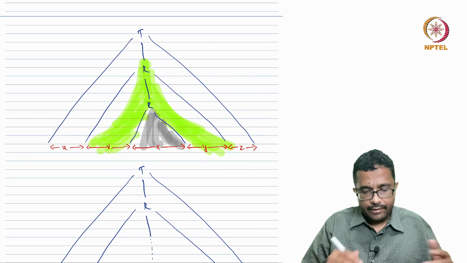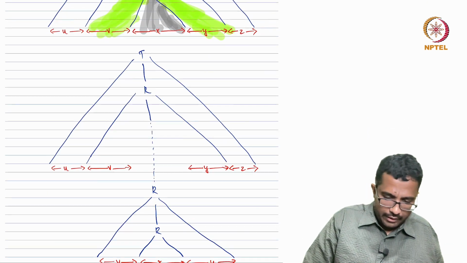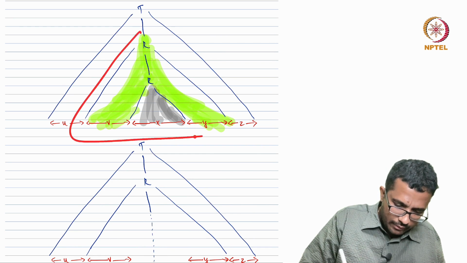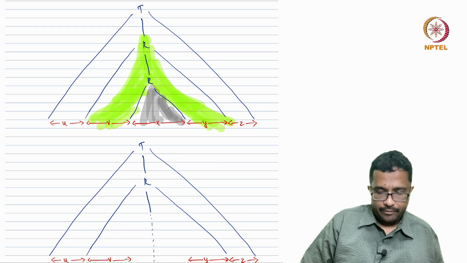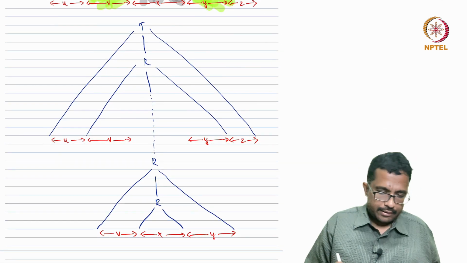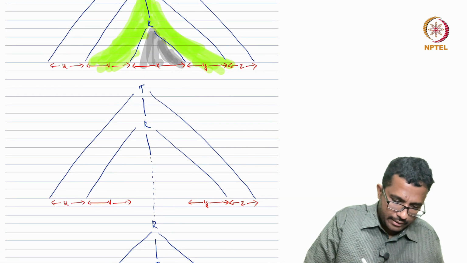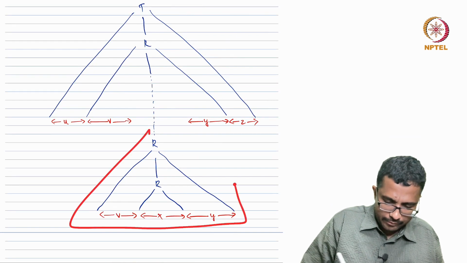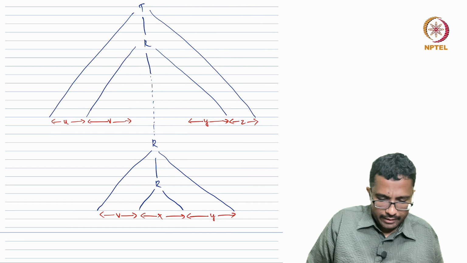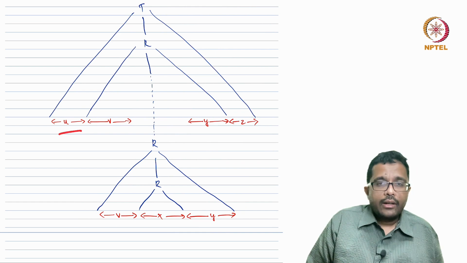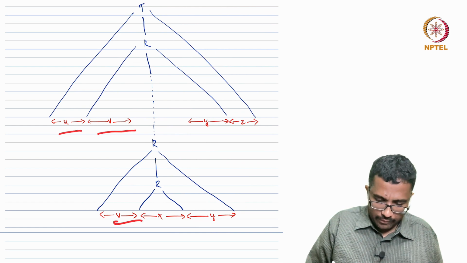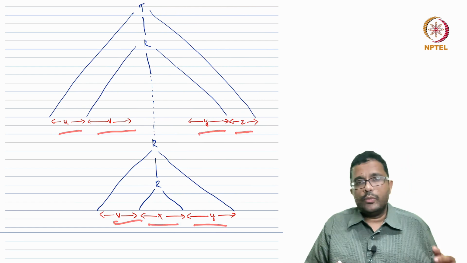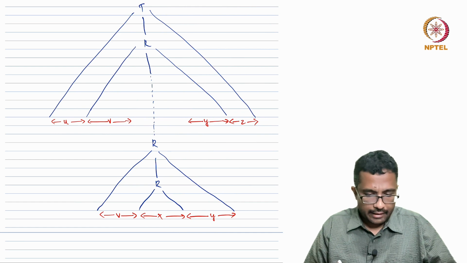deriving. R can derive v r y, right? So instead of this gray triangle, I could replace it with this entire triangle. So then we get something like this, where this gray triangle is replaced by this entire copy of this triangle. So now if you see the derivation, the string that is derived is u v v x y y z.